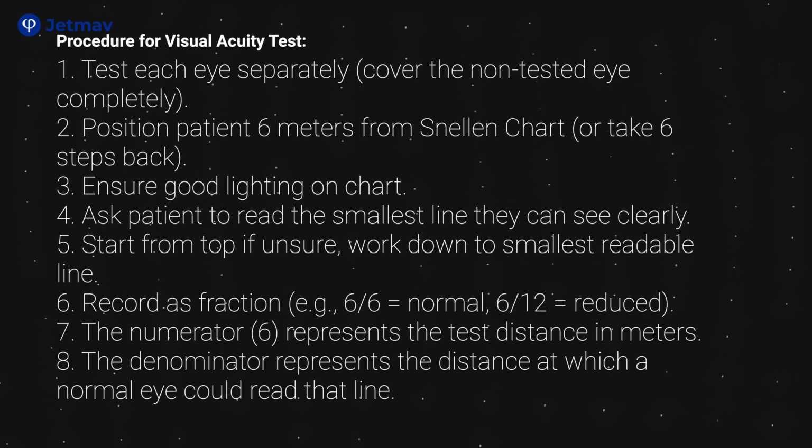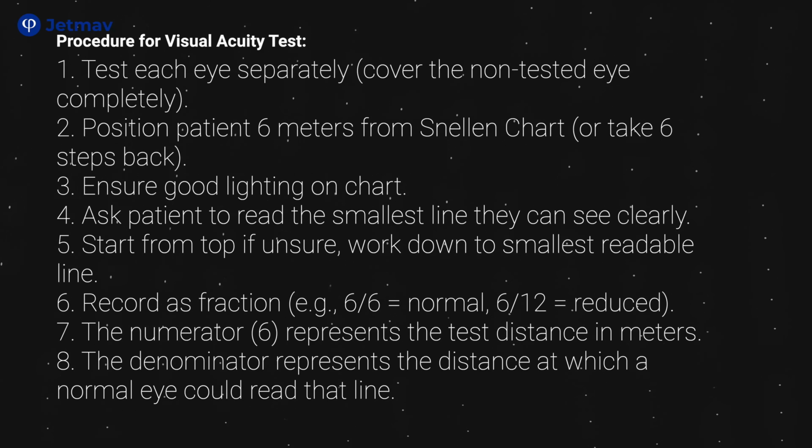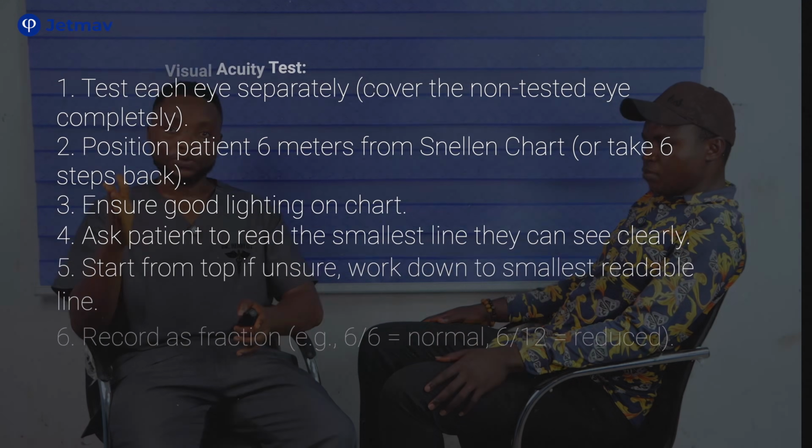Something like 6/6. The numerator represents the distance at which the patient was able to read it, while the denominator represents the distance it will take a normal patient, a normal eye, to be able to read it. So if you have something like 6/6, it means the patient was able to read it at 6 meters, and a normal person should be able to read it at 6 meters.